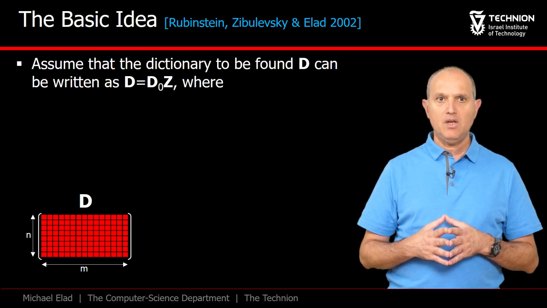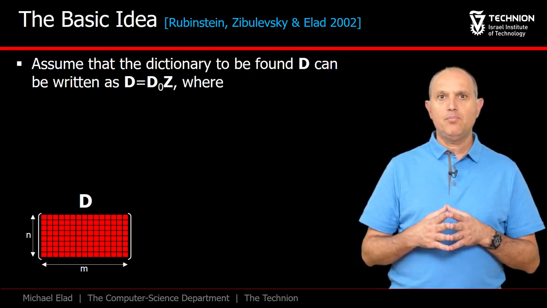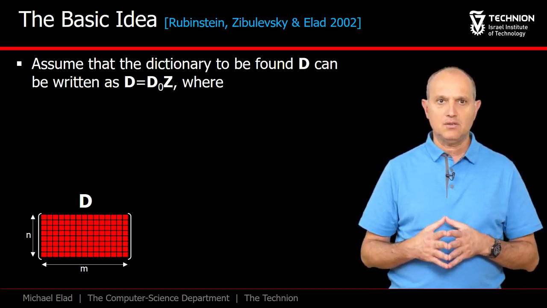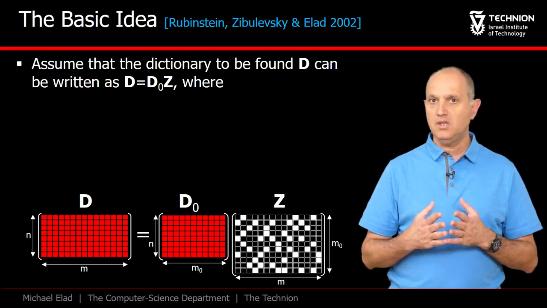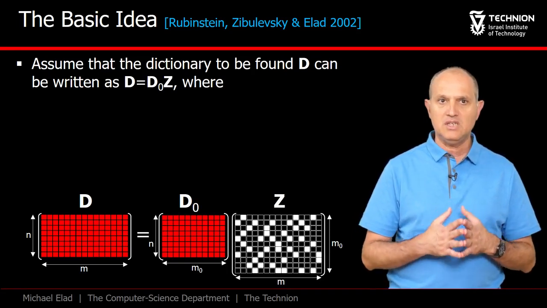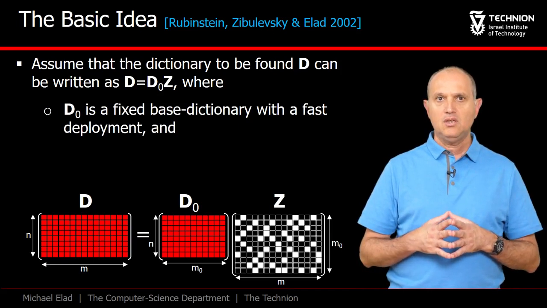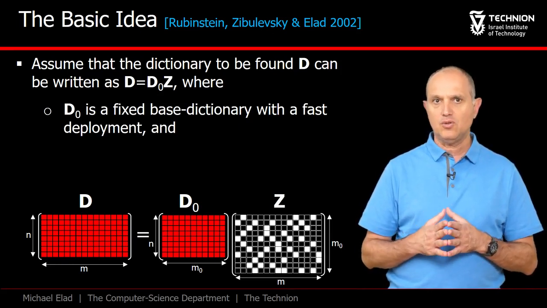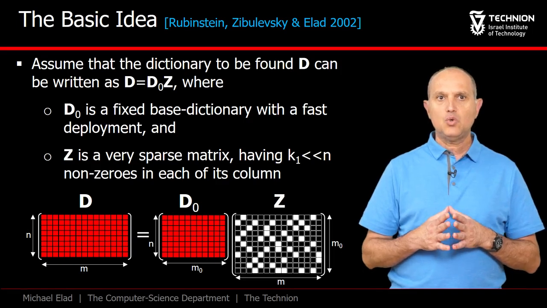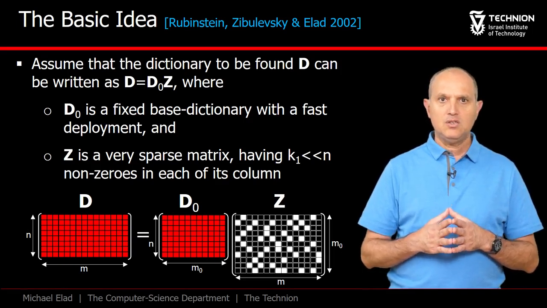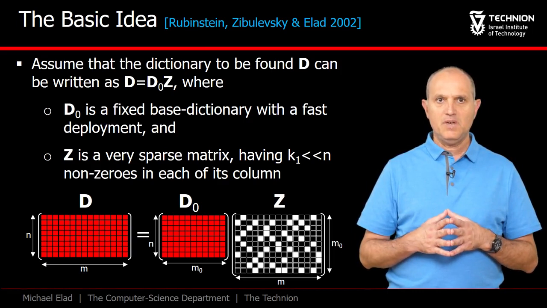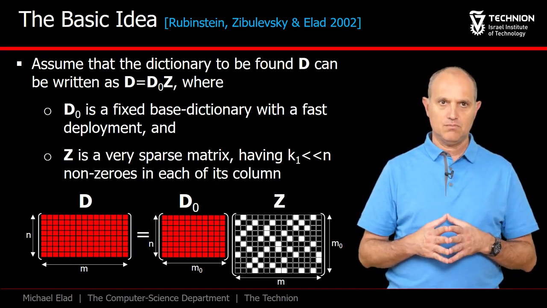We are interested to train the dictionary D, and we will impose a very specific structure on it. D should be equal to D0 times a sparse matrix Z. In this relation, D0 is a fixed matrix that represents a fast transform of some sort, and Z is the true unknown which defines the overall dictionary D. This matrix will have sparse columns with up to k1 non-zeros in each.